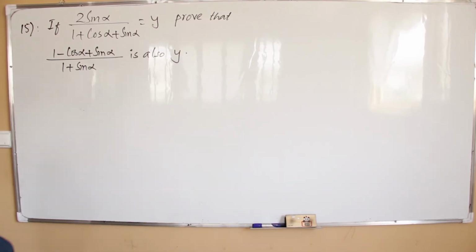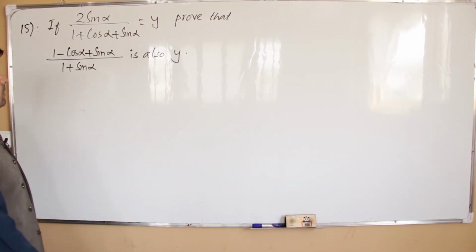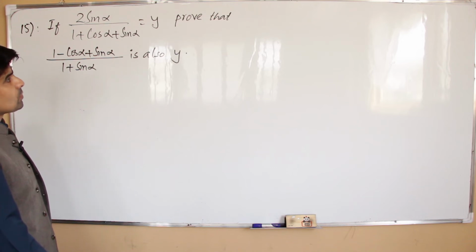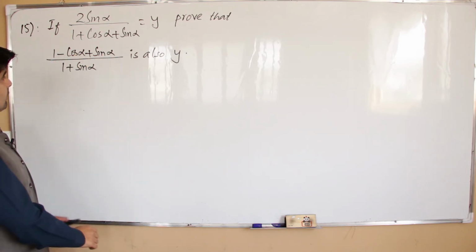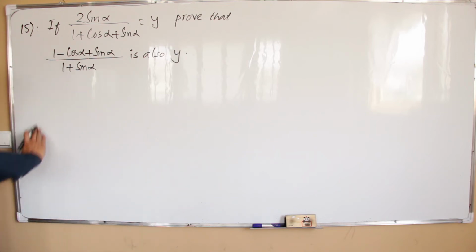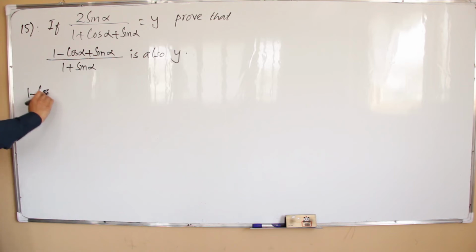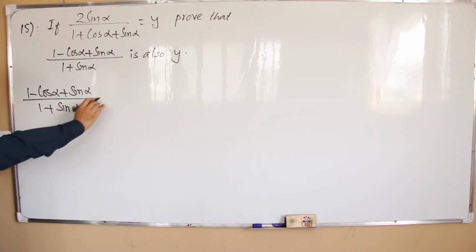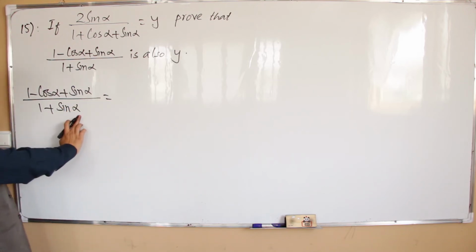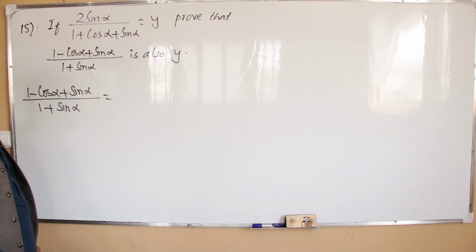Our last question for this lecture. 2 sine alpha divided by 1 plus cosine alpha plus sine alpha is equal to y. You have to prove that 1 minus cosine alpha plus sine alpha divided by 1 plus sine alpha is also y. Okay, how we can solve? Now I have to prove this one. It should be also the same like that one.